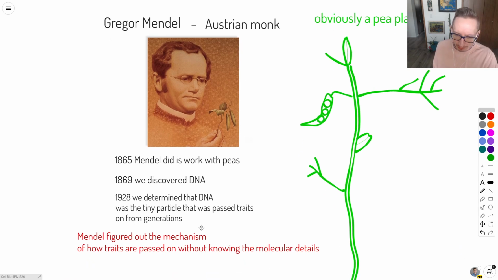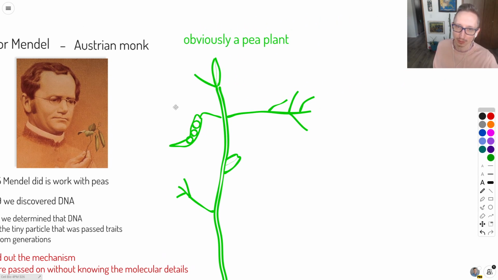Okay. And Mendel figured out that there must have been some kind of tiny little particle, something that was passed between parent and offspring before we even knew that DNA existed. Okay? That's how crazy this is. And how did he do it? Well, he used this little pea plant.